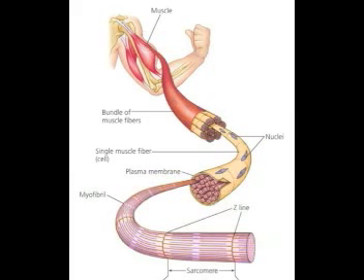Here's a good picture showing you the components of a muscle. As you can see here, we start out with the muscle, which is then divided into bundles of single muscle fibers, which are then further divided into myofibrils, which are composed of repeating sarcomeres.